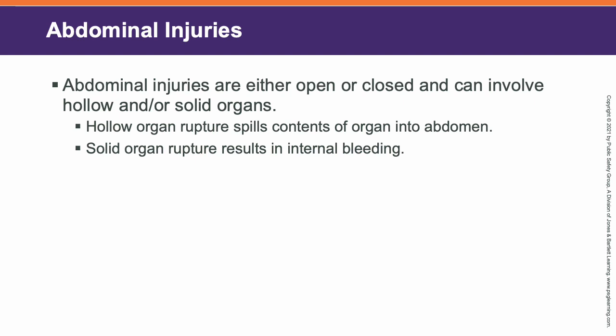Okay, so a hollow organ, like your stomach or your intestines, has contents. If there is a rupture to one of those hollow organs, those contents can spill out into the abdomen, which is damaging to your other structures. Solid organs like your liver or your spleen, if those rupture, they bleed.